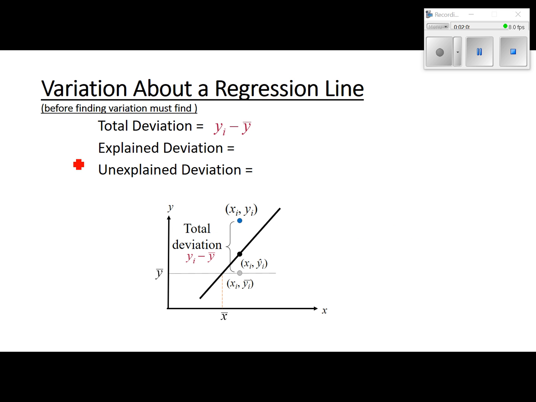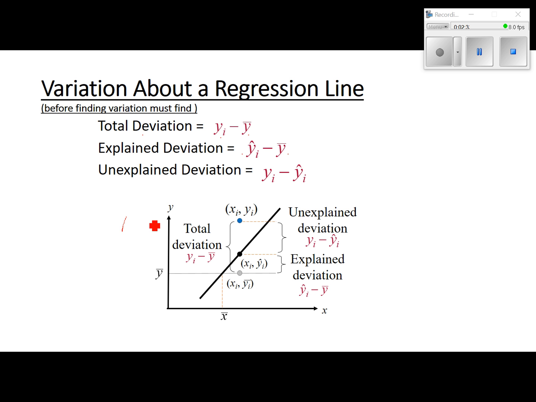Variation, regression, we talked about this. Total deviation is each y in the data minus y bar, so minus the mean of the y's. Then explained deviation is the predicted y minus the mean of the y's. And then unexplained is each y in the given data minus your predicted y. So those 3 things are important. They're in the chart that we're going to use a lot.